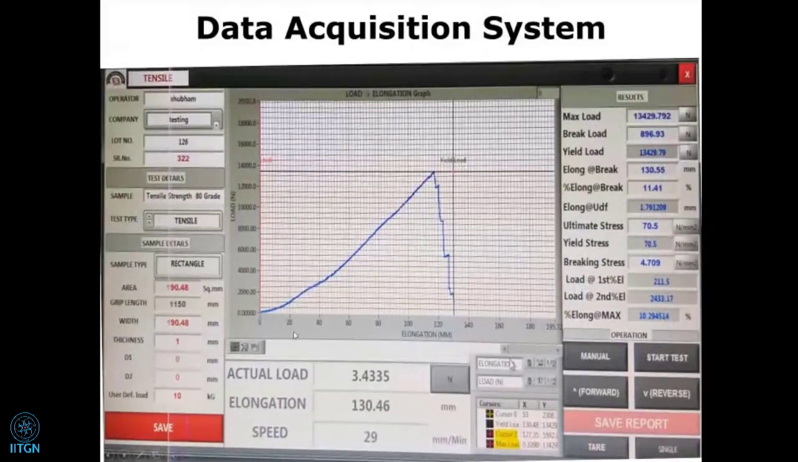See, in this data equation, there is the actual load 3.4335 Newton and elongation comes 130. But this elongation is not the correct one. So that's why we have to take another value of the elongation from the video camera. The software is defining that value also.